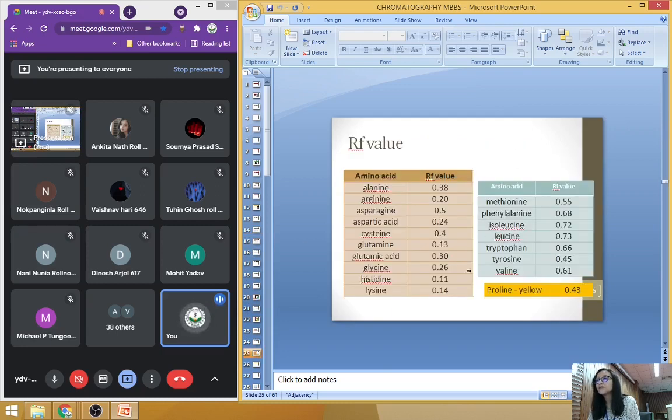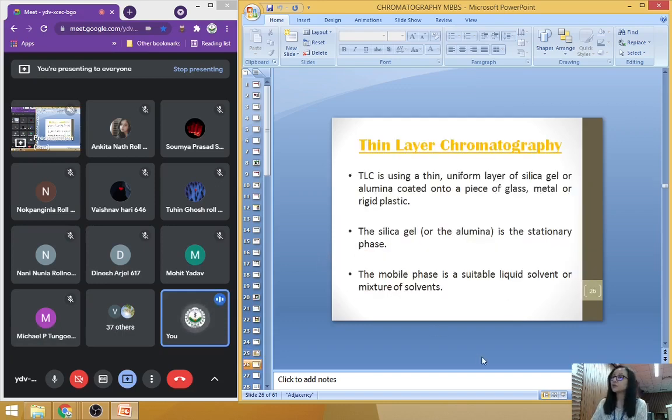So these are some of the retention factor values of some amino acids. So when we perform the test and calculate the retention factor value, whatever values we get, we can compare it with this, and then we will be able to identify the respective amino acids. Most of the amino acids, after staining, will be purple in color, whereas for proline and hydroxyproline, it will be yellow in color. So that was for paper chromatography.